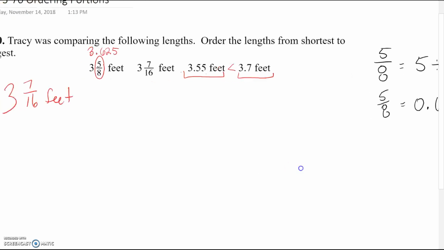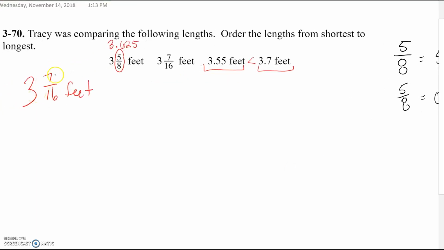Well, all right then. So we know that 3 and 7/16 of a foot is the least. After that, 3 and 6 tenths is larger than 3 and 5 tenths. So the next would be 3 and 55 hundredths of a foot.